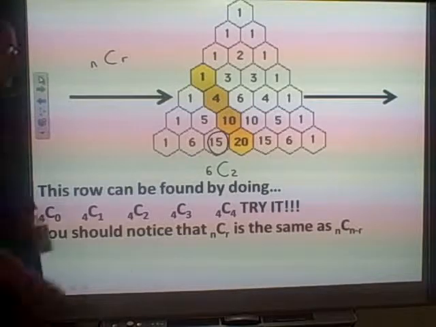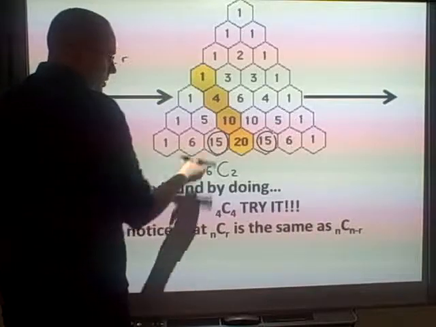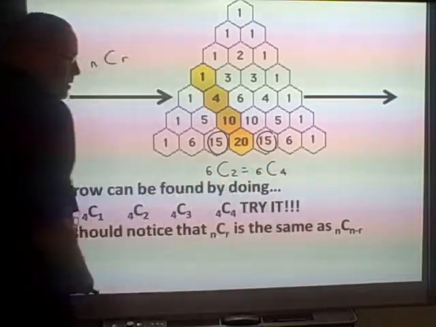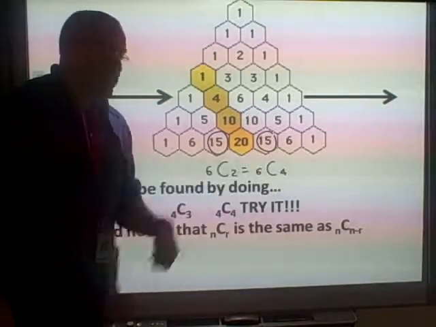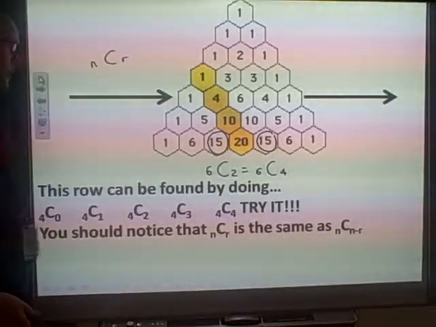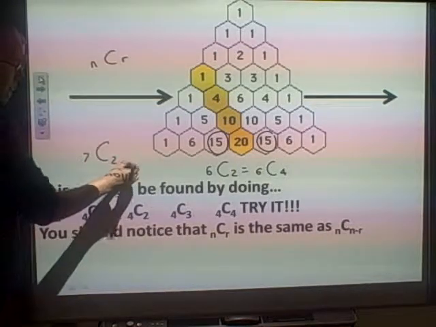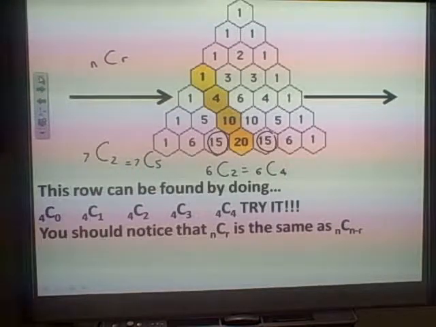Now notice also some of these are going to be the same because of the properties of Pascal's triangle with it reading the same forwards as backwards. So 6C4 should also equal 6C2. And significantly 2 plus 4 is 6. So if I told you the value of 7C2, then you can figure out that it's also the same as 7C5, using that property.